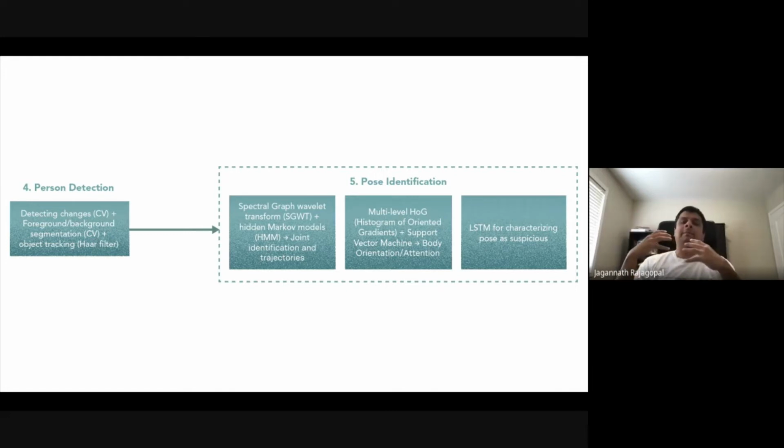Any model with memory would do. LSTMs are just classic for that. So we'll just use an LSTM for that purpose. So detecting joints, estimating skeleton, characterizing pose. That's what pose identification entails.